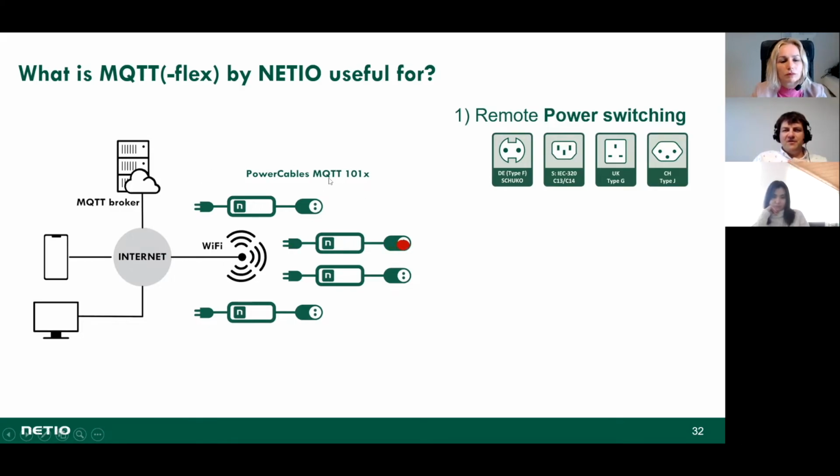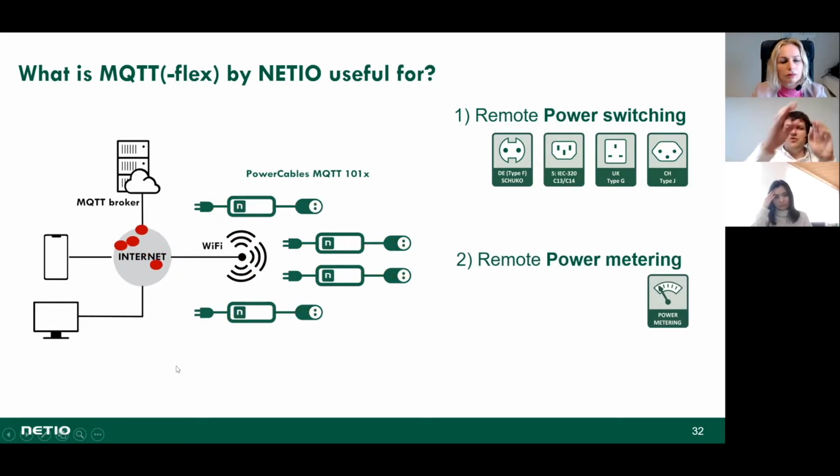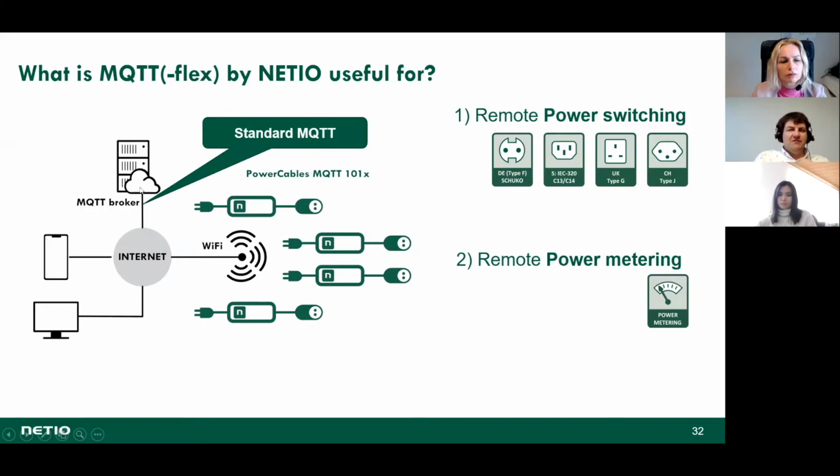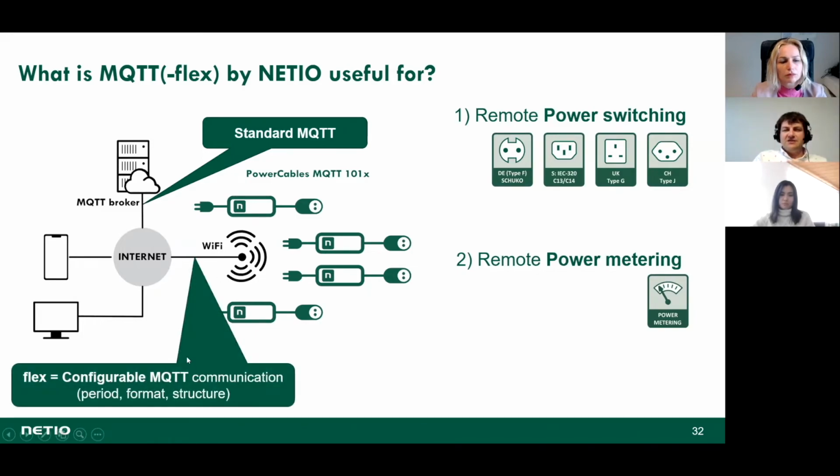What does it mean? MQTT-flex is basically a kind of configuration. This is an example where we have several devices, and all of them are sending data, for example power metering, to one broker. At the same moment, all of them are sending data to the broker. And the broker then sends the data only to the subscribed computer or some subscribed place. This is standard MQTT. It's nothing special about that. We are all the time talking only about MQTT communication. The flex is only the configuration: where to send the data, how often, and so on. So flex is basically just a configuration about the structure and so on.